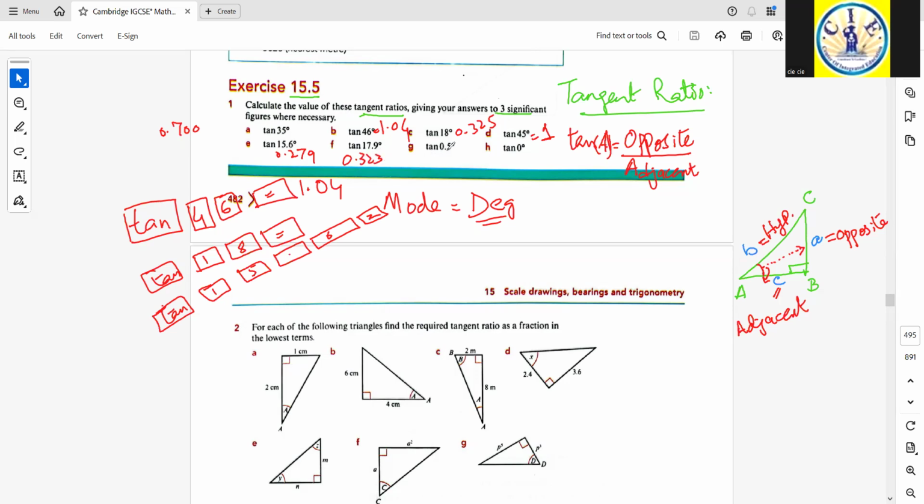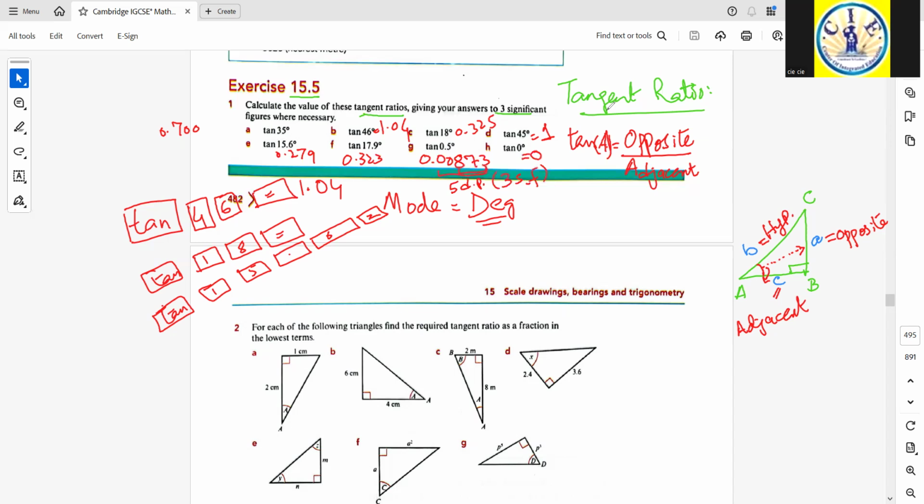Tangent 0.5 degrees will give us 0.00873. Since we need to give the answer to three significant figures, the first significant figure will start from 8, then 7, and then 3. Though it has got 5 decimal places, that actually means it contains 8, 7, and 3, three significant figures. And for tangent 0, your calculator will give you the answer 0. So this was question number 1.